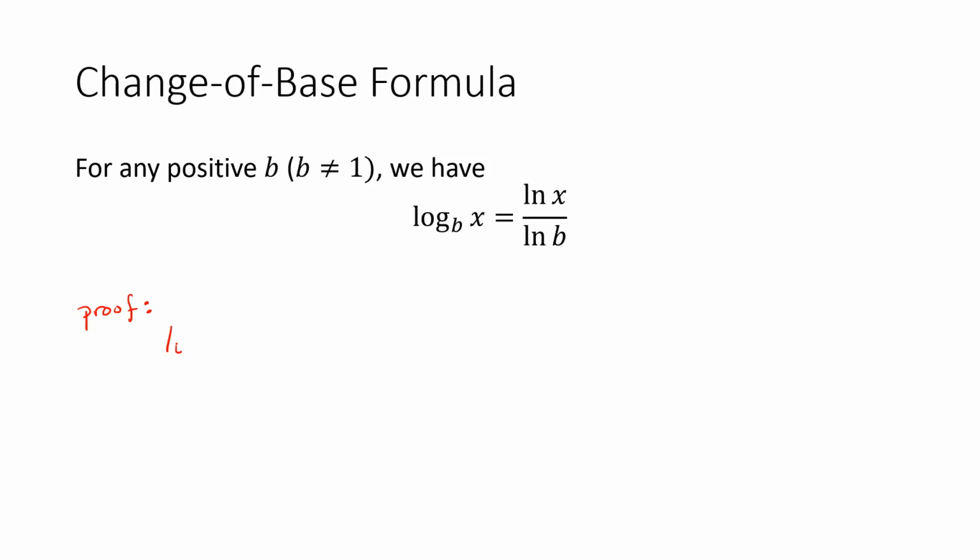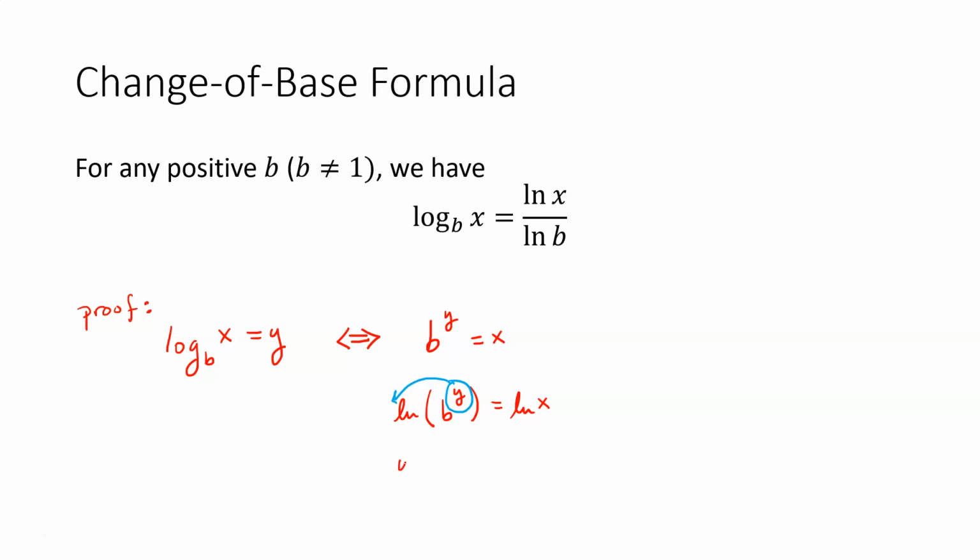I'll start by writing log base b of x and then equal it to y. And now this allows me to express this in its exponential form. So I can write this as b to the power of y equals x. And now what I can do is apply the natural log to both sides of this equation. Once I do that, I can apply the property of logarithms that allows me to take that power of y outside the log.